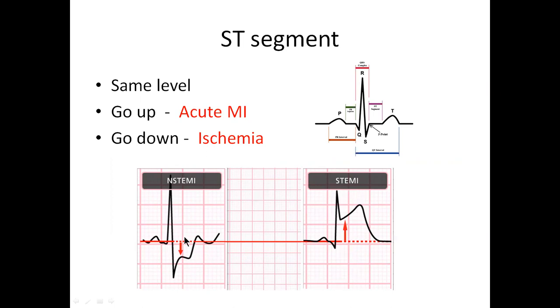And then if it goes down, it's usually ischemia, but the ischemia may be so bad that it can kill a few heart cells, myocardial cells, and then we call it a non-ST elevation MI or non-STEMI. But it could just mean ischemia as well. See, it goes down.